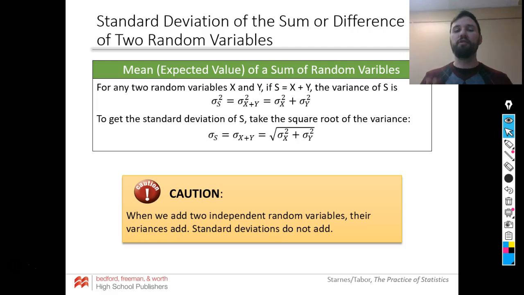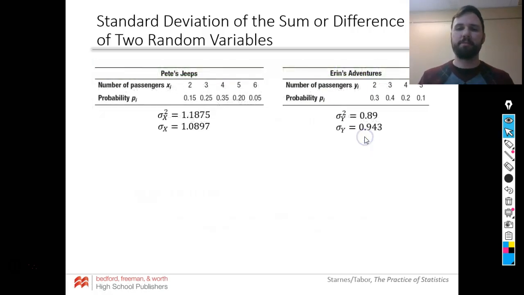So when you add two random, independent variables, they have to be independent, we add their means. They act nicely. With standard deviations, we have to square them, then add them. They do not act so nicely. All right? Keep that in mind.